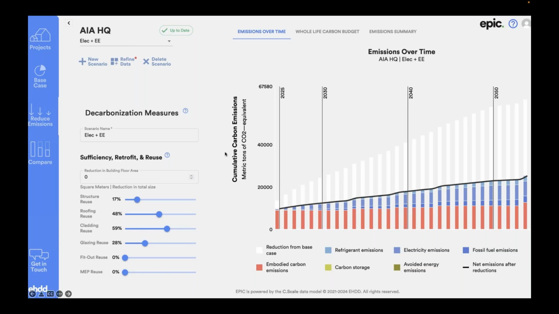This is a screenshot of the tool. One thing to note about Epic, it's a whole life carbon tool, so it actually extends beyond the embodied carbon of materials and also describes refrigerant emissions, energy emissions, and the effects of site and landscaping. So it really tries to take the whole life carbon view to help understand at the early phases what the most impactful decarbonization measures will be.